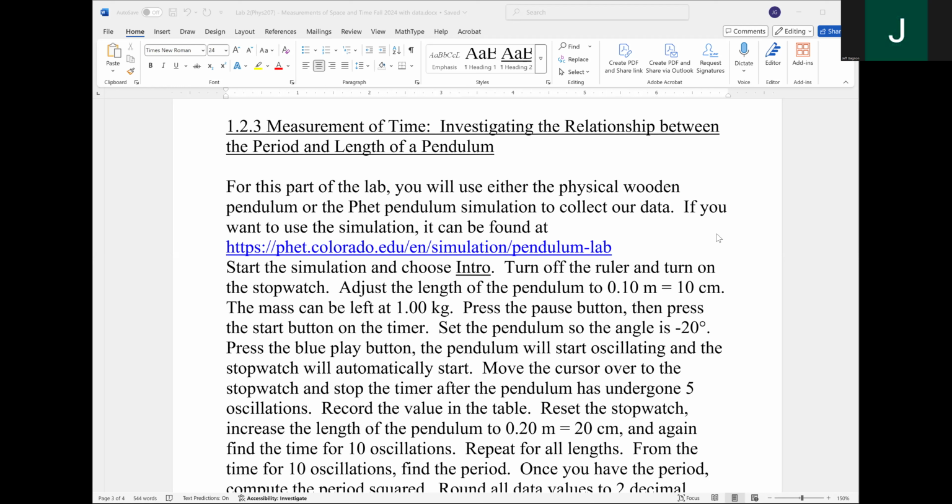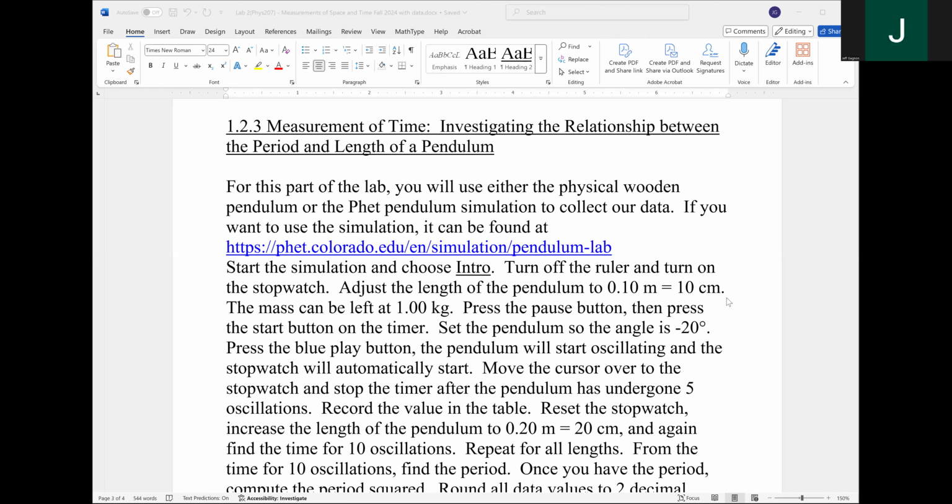The second part of the lab is we're going to investigate the relationship between the period and length of a simple pendulum. So normally, I have you collect the data using a physical pendulum, like a real wooden pendulum in the lab. However, in this case, I'm just going to have you collect the data using a simulation of a simple pendulum. In fact, in some ways, it'll come out even nicer.